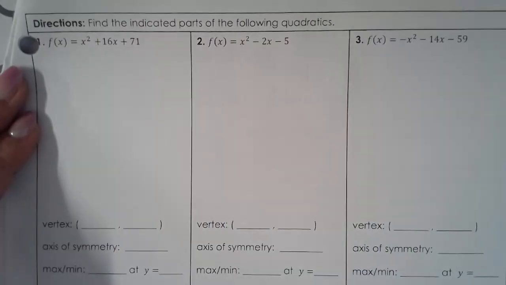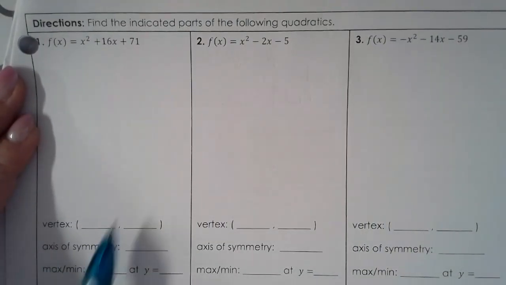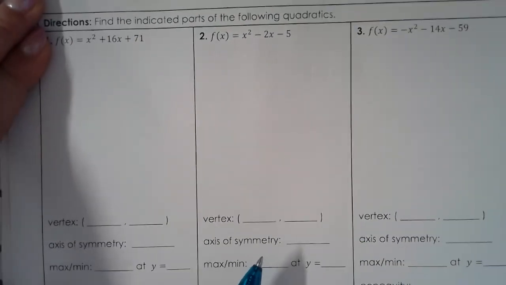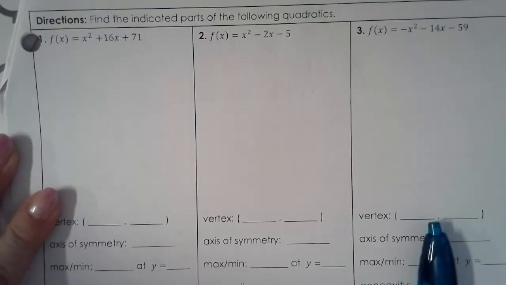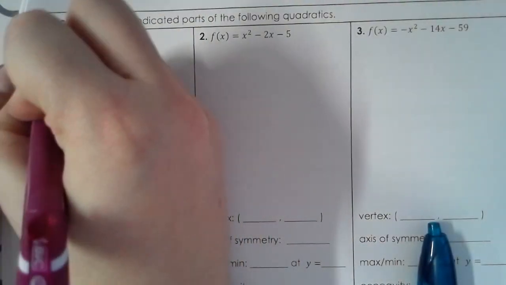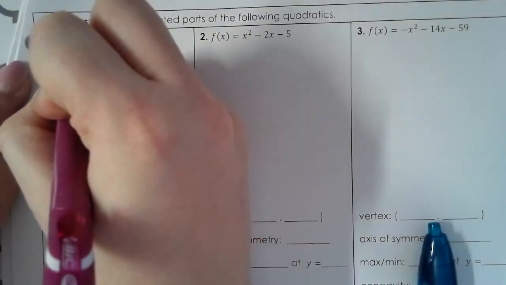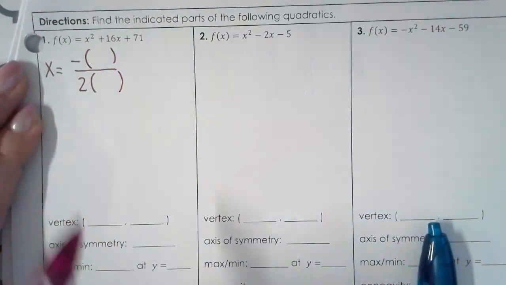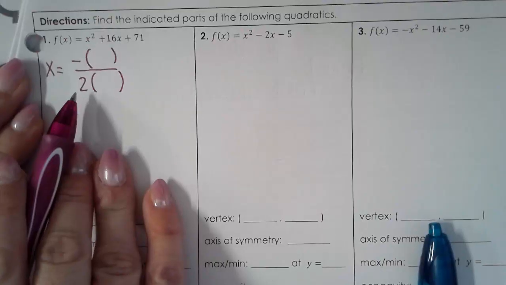So there's some more examples that we're going to do together. On these, I've asked a few more questions than I did on the front, but the big thing is that we know how to find the vertex. So that formula, I'm going to go ahead and fill in negative, and I'm going to leave parentheses where I'm going to fill in. But the negative is always there. The 2 is always there.